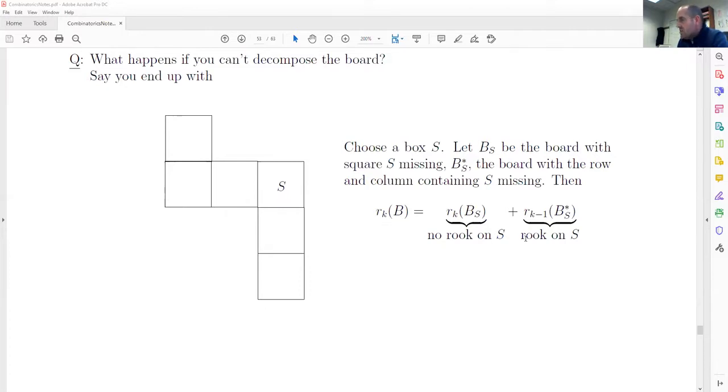Plus, this is the other option: you place a rook on S, which means you have to eliminate its row and column, which means you get B sub S star, and you still have to place k minus 1 more rooks. So that's the relationship between the rook number for B and the rook numbers for B sub S and B sub S star. Hopefully that makes good sense.